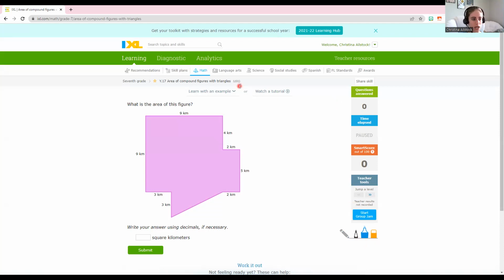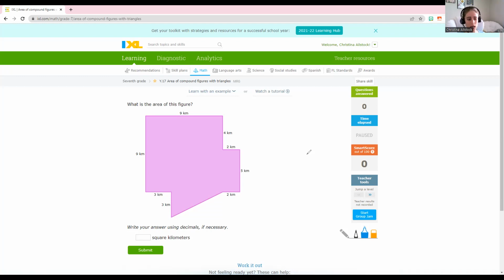So we are working on MRG, area of compound figures with triangles. When we have a compound figure, we have a shape here that is compounded. It is combined, made with a bunch of individual shapes all meshed together. And we have rectangles, squares, and triangles all combined. So the first thing we need to do is break down this puzzle.